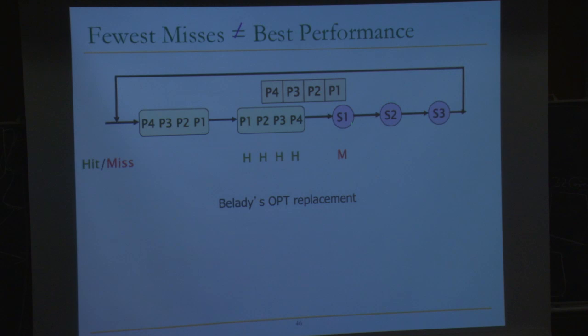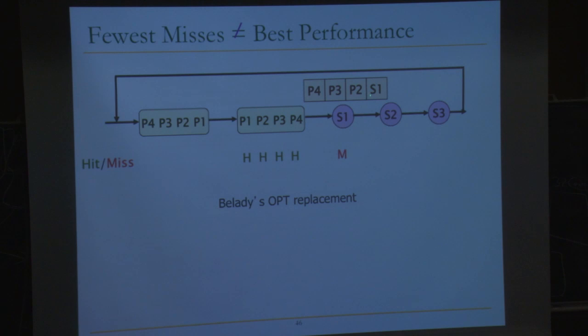And once you've accessed this, this is what will happen. When you access S1, Belady's optimal replacement removes the element that's going to be accessed the furthest into the future. And what is that one? That's P1, right? Because if you look at this, this is your loop. You're accessing S1. The block that's going to be accessed furthest into the future is really P1, because you're going to touch S2, S3. Well, in the cache, you're going to touch P4, P3, P2 before you access P1. Next, the block that you're bringing to the cache is S2.